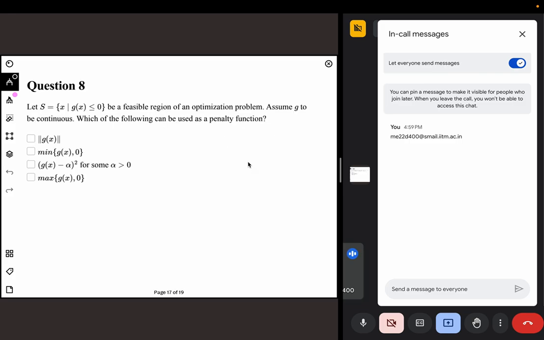Okay. Now let's say we have these inequality constraints, g of x less than or equal to 0, be the feasible region. Assume g to be continuous. Which of the following can be used as a penalty function? If I have to use that as a penalty function, what we have to do is I have f of x plus some constant times my penalty function. This is say my q of x comma c.